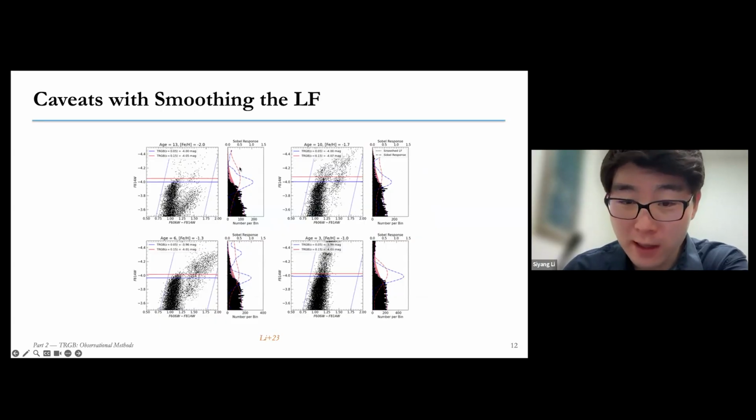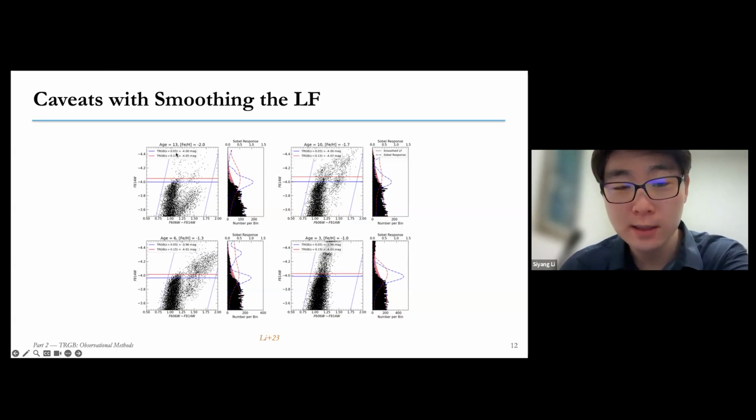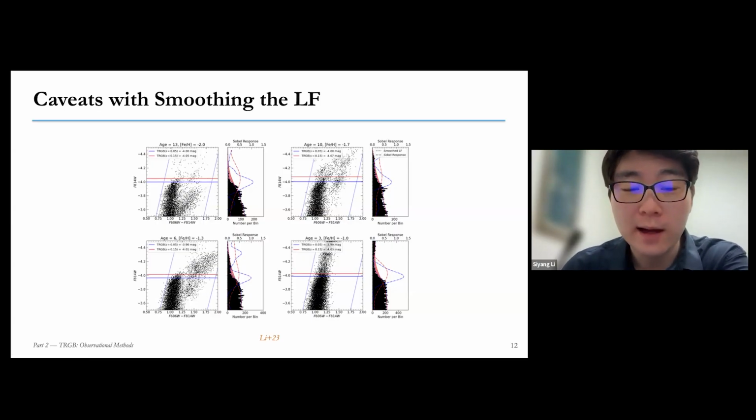So again, we have our luminosity function shown here on the right subplots. We can apply different smoothing values to this luminosity function. Here in the blue, we're showing a low smoothing, so the width of those Gaussian weights is relatively narrow. We have a larger smoothing value applied to this luminosity function, shown here in the red.